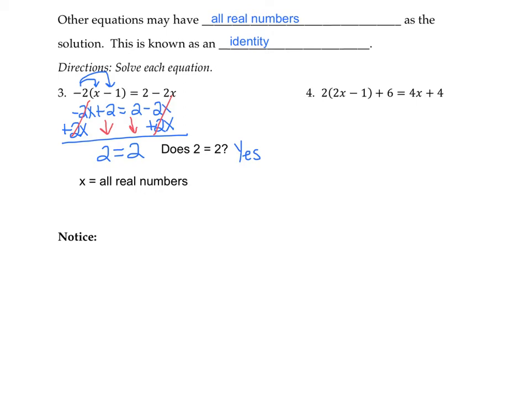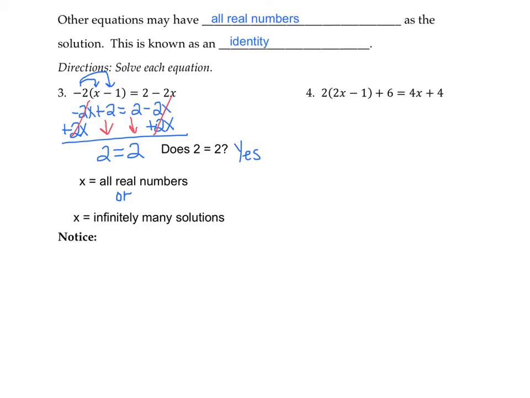Another way you may see it as an answer is x equals infinitely many solutions. It means the same thing, infinite. Whatever you put in, any number, it'll always equal each other. Everything works. So let's do another example, example 4.